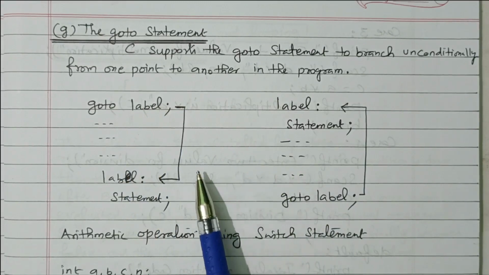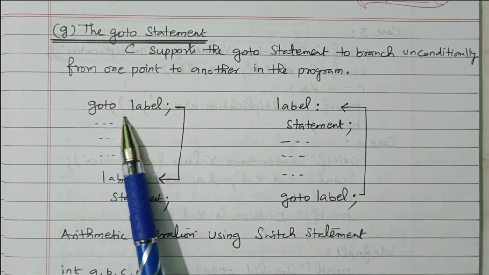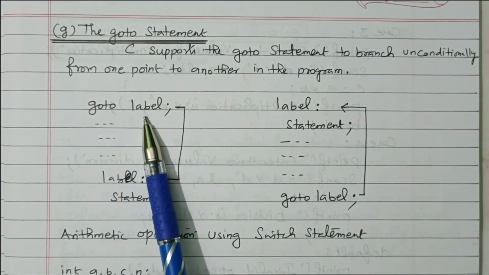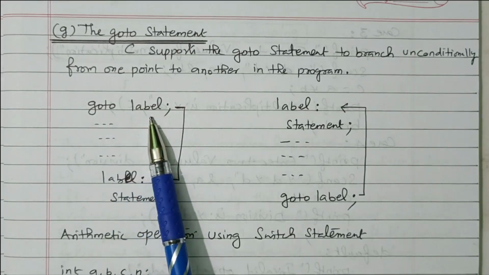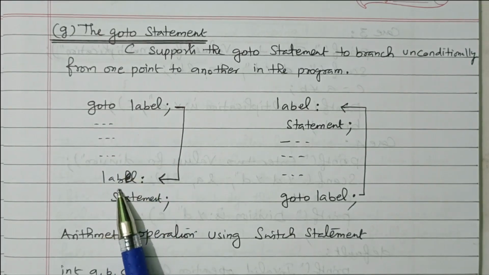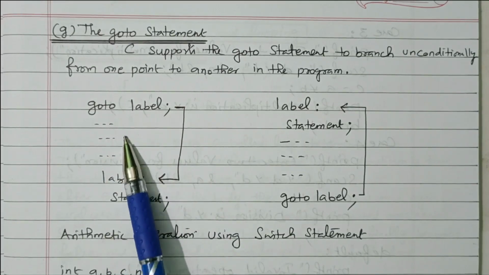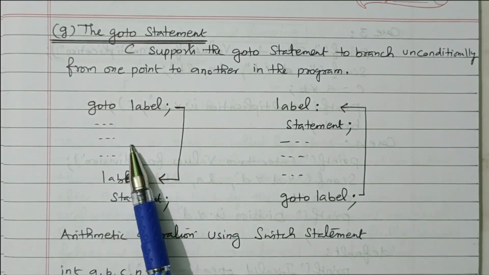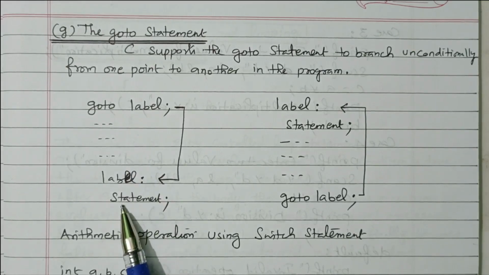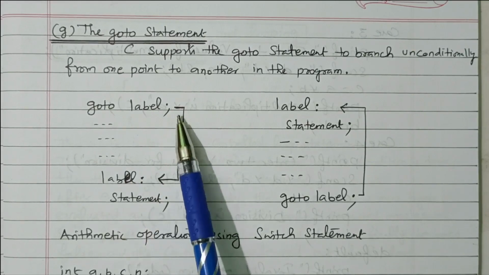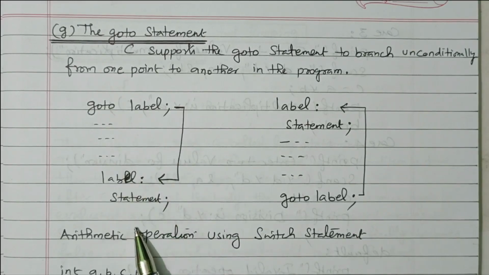So there are 2 types available. The go-to label at the top of the program: go-to label means it will go to this point, this is the label. So the statements available here are not executed, and the statements available at the label are executed. So we are skipping these statements.